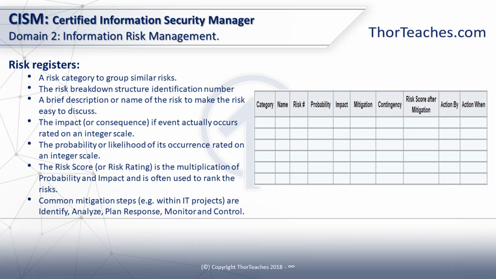We would categorize the risk, give them a name, a number. We would again use the probability and impact. Then we would have suggestions on mitigation. What can we do to fix the problem? Then contingency. What can we do if this risk actualizes? Then we give it a risk score after we have done the mitigation, because there will probably still be residual risk. Is that residual risk acceptable, or do we need to do more mitigation? And who needs to fix it, and when do they need to fix it by?